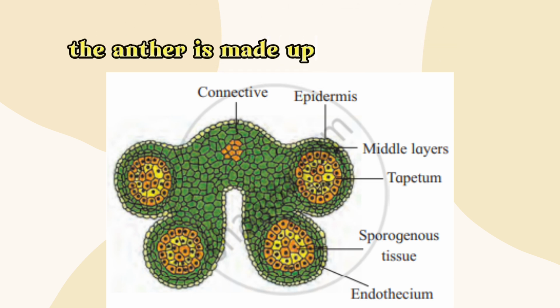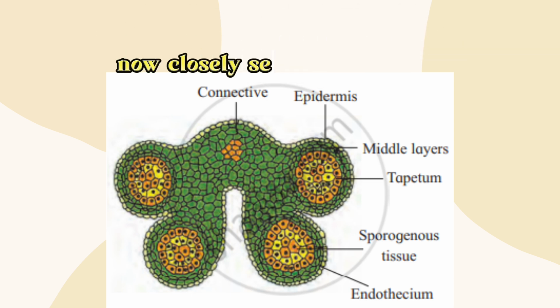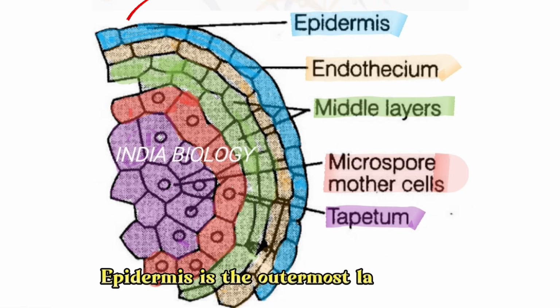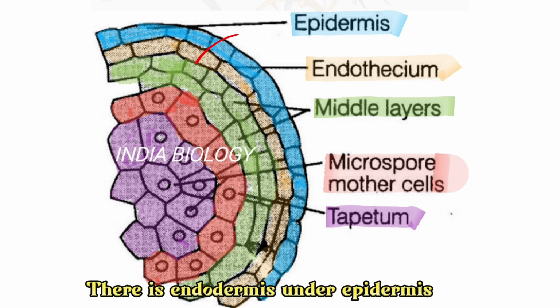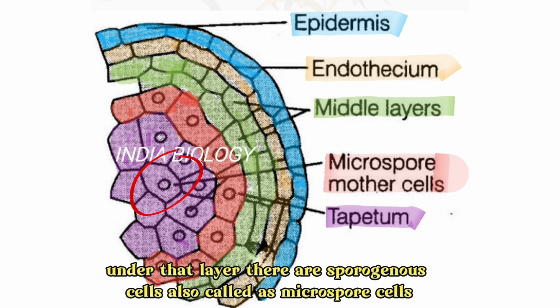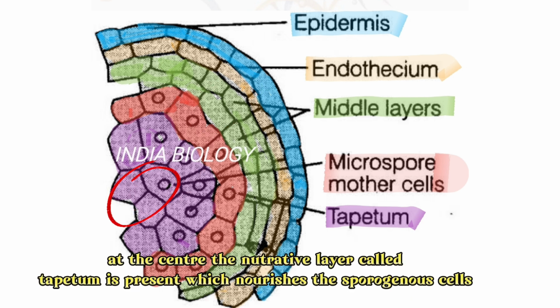The anther is made up of 4 walls. Now closely see these 4 walls. Epidermis is the outermost layer of the anther. There is endothecium under the epidermis. Under that there is the middle layer. Under that layer there are sporogenous cells, also called microspore cells. At the center the nutritive layer called tapetum is present, which nourishes the sporogenous cells.